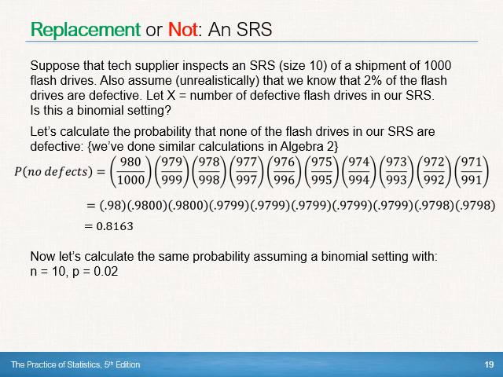All right, so now let's assume that this is actually a binomial setting. And we use our calculations to calculate this, assuming it's an actual binomial setting.